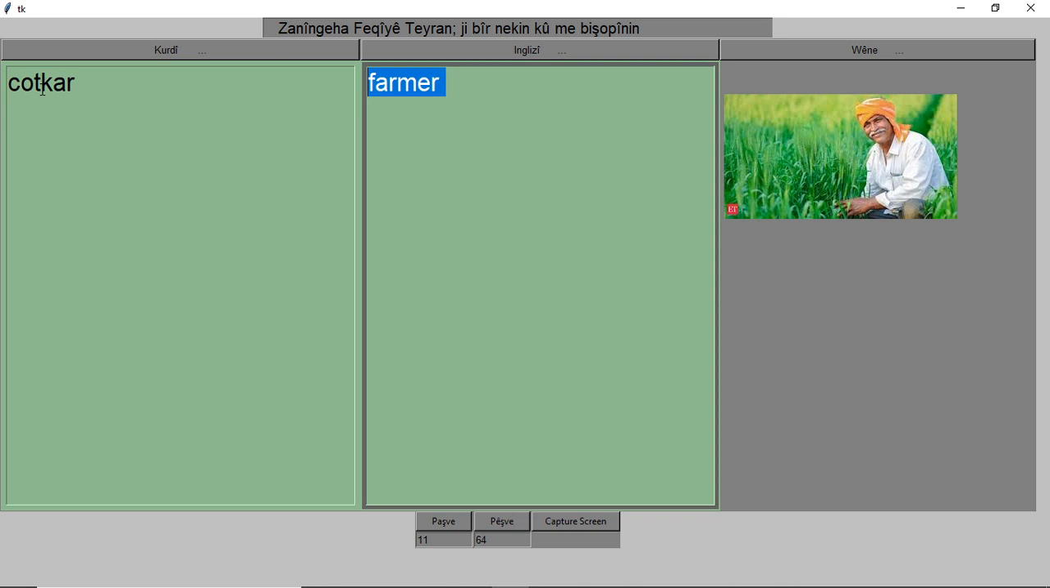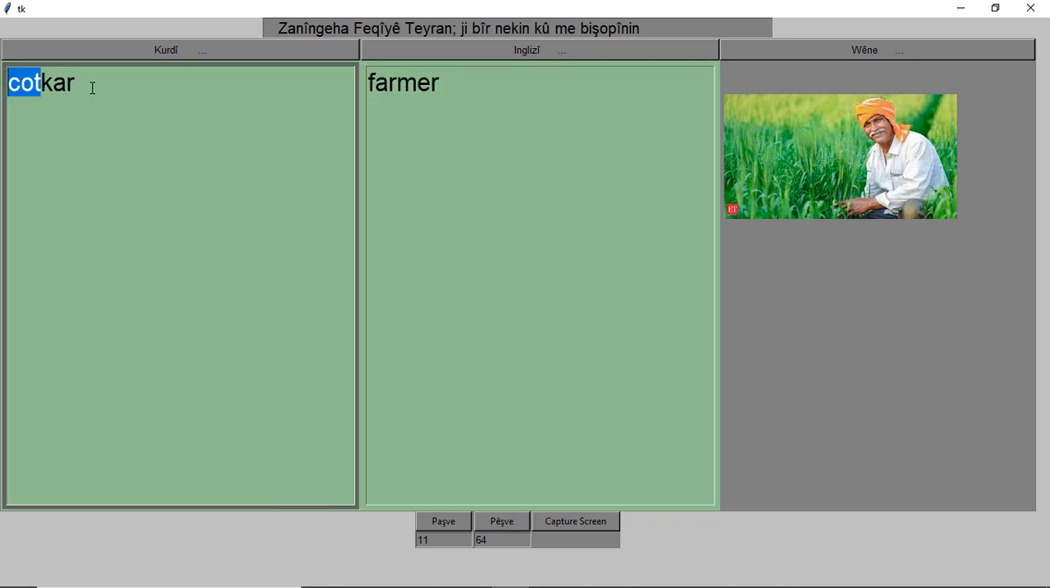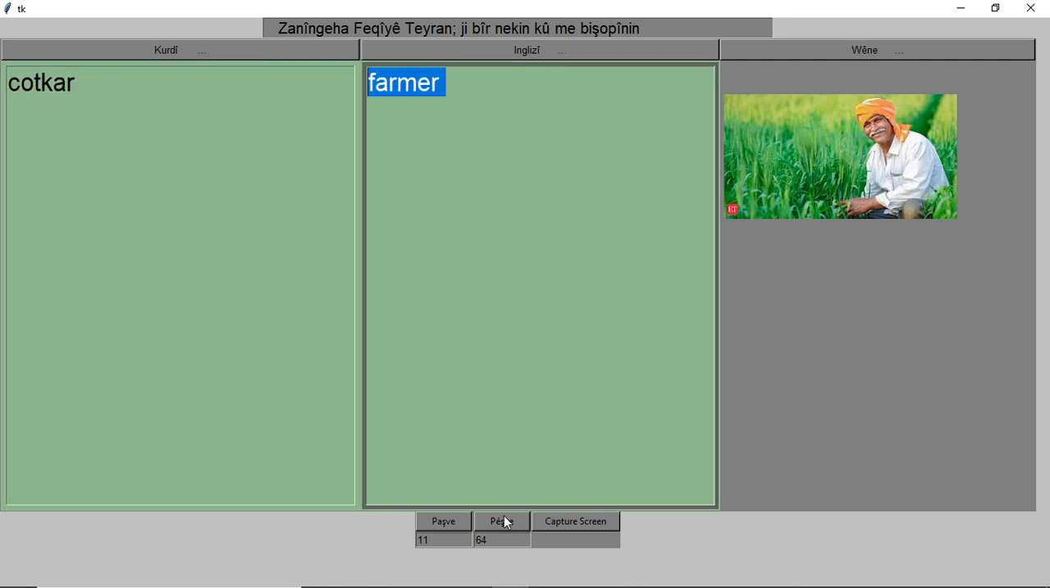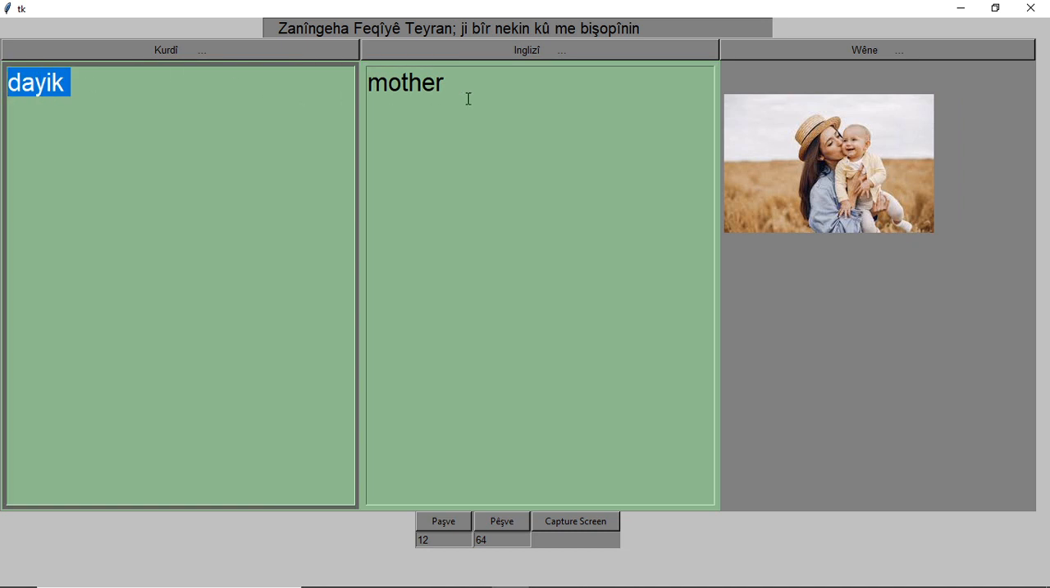Jotkar is farmer. Jot means you have the tool and you are dividing the land by it. I don't know its name, but with some machine even you can just drive on the land, and this is called jot. And jotkar is the farmer. Dayık, mother.